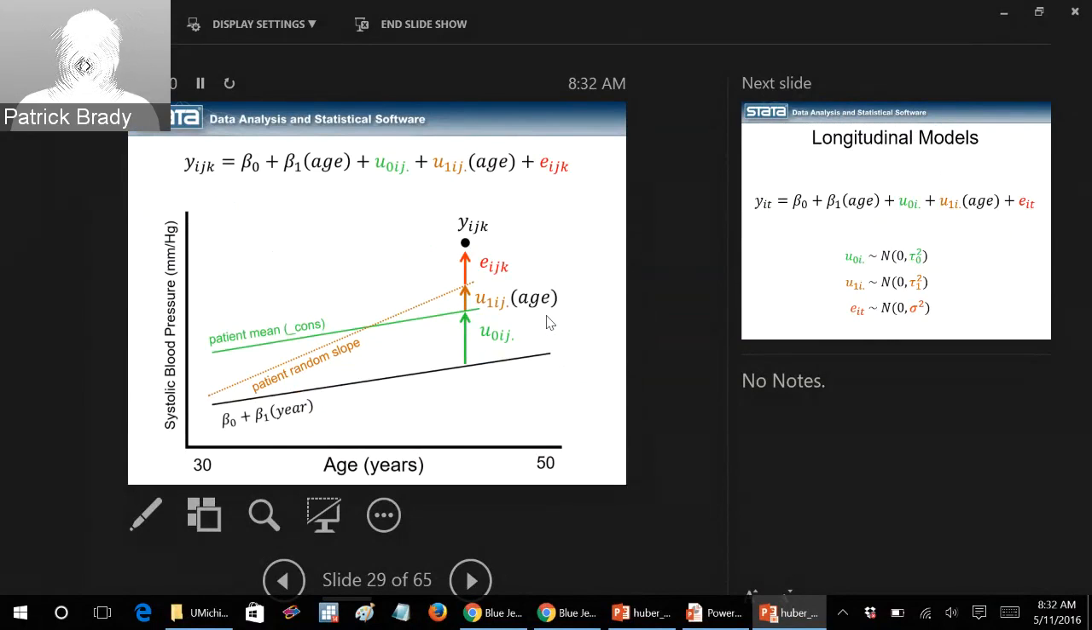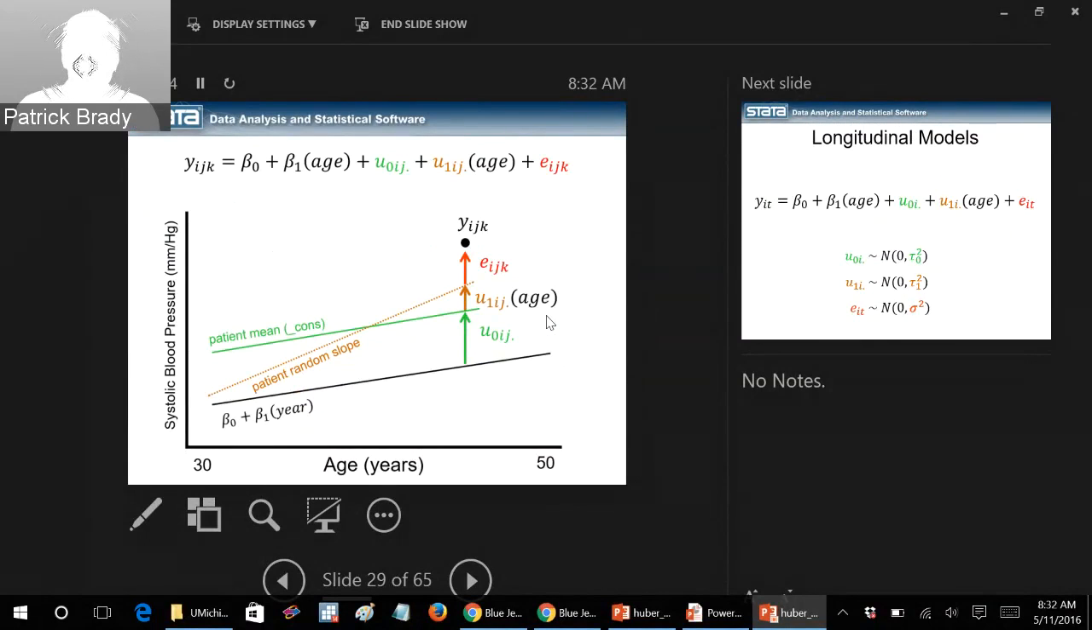Okay, so that's longitudinal. Any questions about this? It's strange when you see it this way, isn't it? It's not really as complicated as it seems when you look in books. So green is the average patient mean from the population mean. Correct. Brown is the individual slope. Right, individual slope, and then the red is for that one particular observation from that patient.